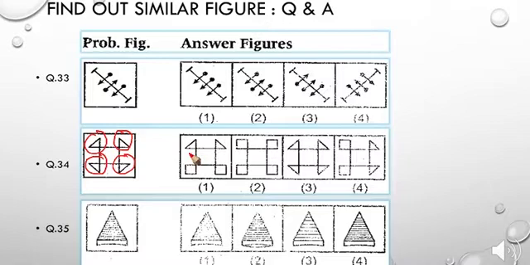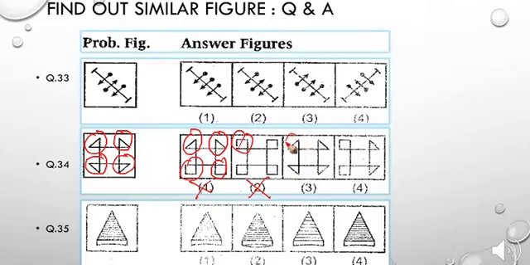In option 1, yes, the triangle formation is exactly the same. Here also on the right side the triangle formation is the same. Here we see that the triangle formation is not taking place, it is a square formation. So this cannot be the answer because here there is a mismatch. Let's check in the next option, that is answer 2. We see here there should be a triangle formation, but here it is a square formation, so straight away we can reject this answer.